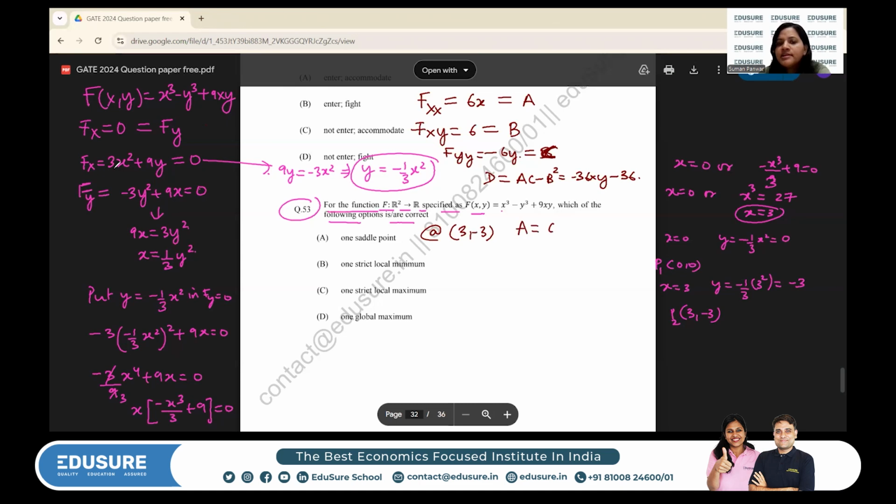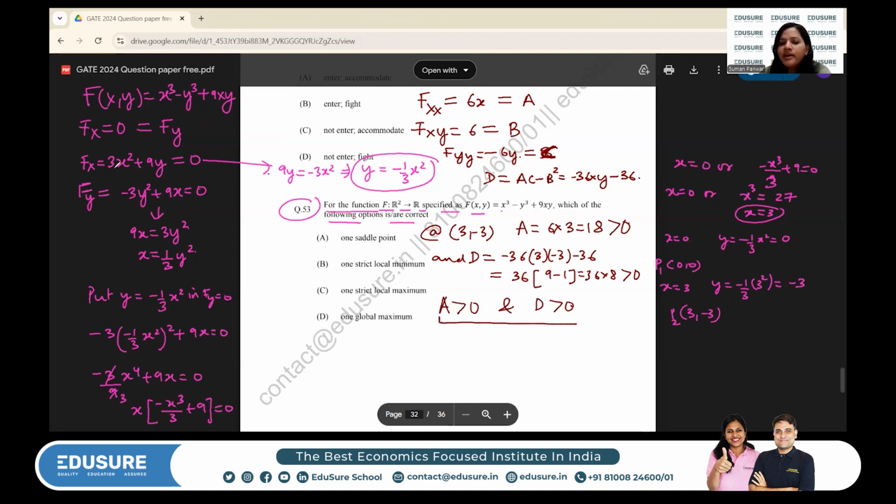Okay. So at (3, -3), A is 6 into 3, which is 18, which is positive. And your D is minus 36 into 3 into minus 3 minus 36, which is 36 times (9 minus 1), which is 36 times 8, which is positive. So whenever we have A positive and D positive, we have a point of local minimum. Okay. So we have one strict local minimum. Option B is correct.